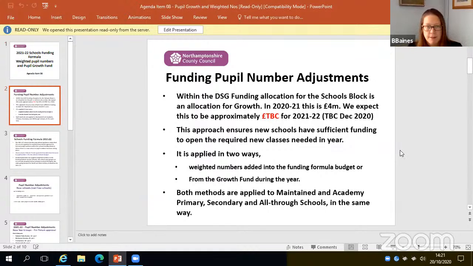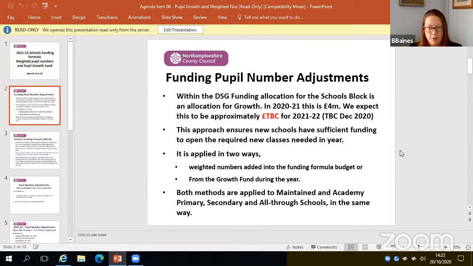So within the DSG funding allocation for the schools block, we have an allocation for growth. In the 2021 budget, that's 4 million, and we don't yet have that figure for the 2021-22 budget. We'll get that in December for the 2 unitaries, and we've previously talked about how that's calculated. That approach ensures that new schools have sufficient funding when they're either a new school opening in the September, or if there are new classes being put on within the year. So those pupils aren't within the census the previous October, so they aren't pulled through in the funding formula.